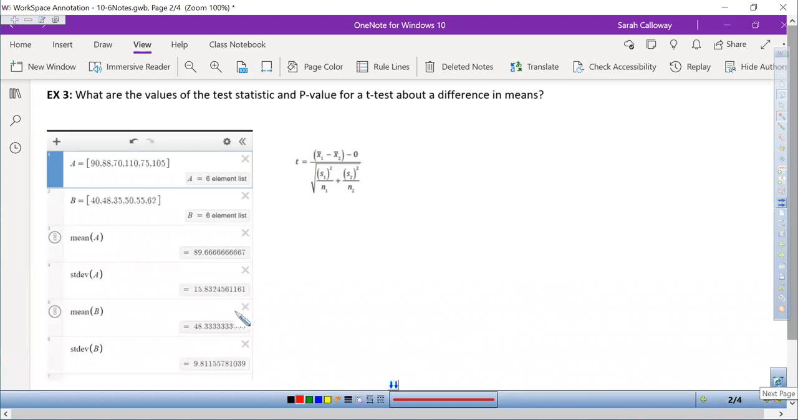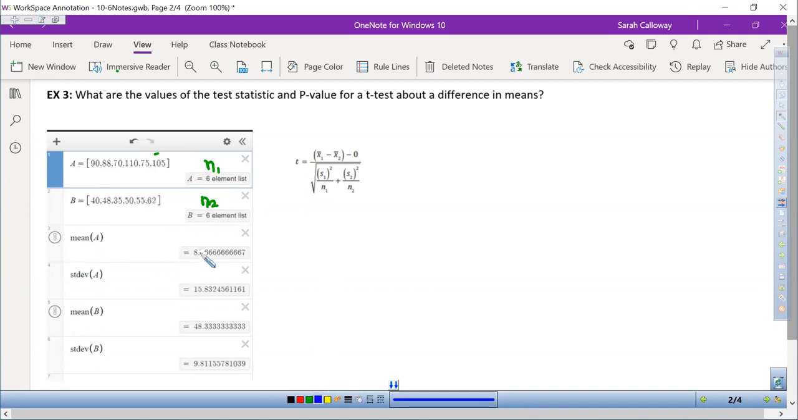To find the p-value for a t-test about a difference in means, we have this formula for t, where we need the mean of our data sets, the standard deviation of our data sets, and the size of our data sets. So what I've done is input our data sets into Desmos here. I made data set A and data set B. The element list is giving you your values for n. So n1 is 6, n2 is also 6, because both of those data sets had 6 values.